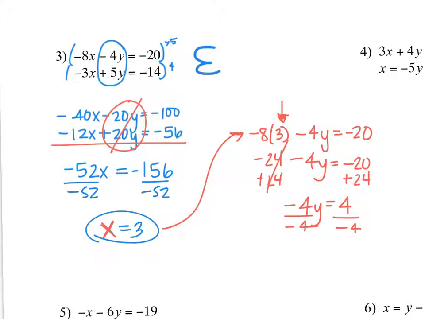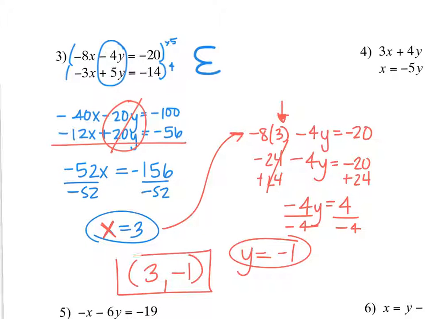Divide. All right, and I've got y should be negative 1. So my final answer here, if I write my ordered pair, is 3, negative 1. Remember, you can use your calculator to check that answer, and you should tomorrow. On all of these elimination problems, there are many ways to do it.